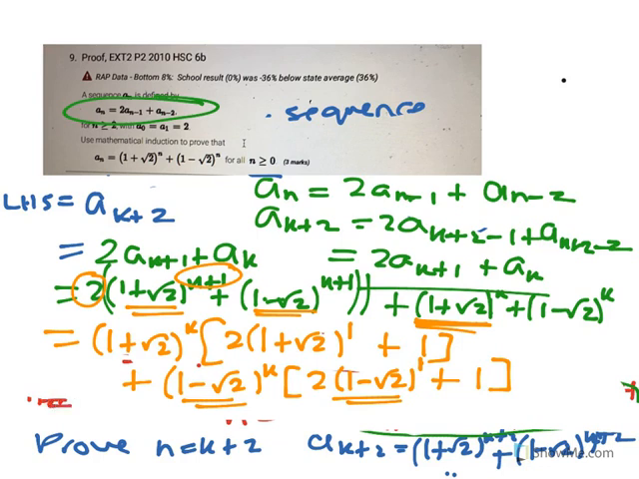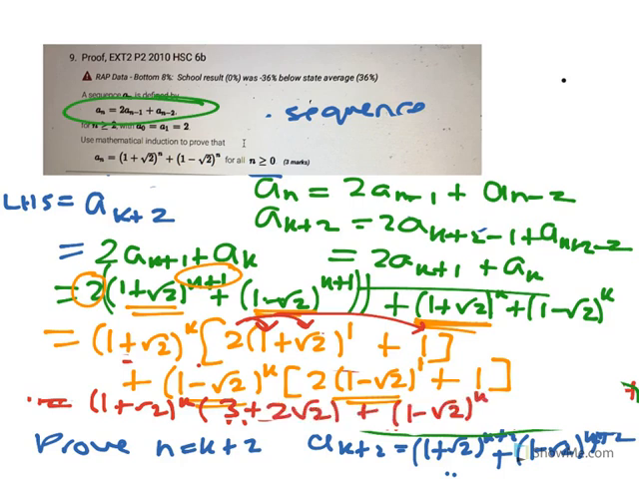Okay, so that means we've got (1 plus root 2) to the k times, so it's going to be 2 plus 2 root 2 plus the 1, so it's going to be 3 plus 2 root 2, plus (1 minus root 2) to the k, and then that's going to be 2 minus 2 root 2 plus 1, so it's going to be times 3 minus 2 root 2. Okay, now that doesn't quite look like our prize.